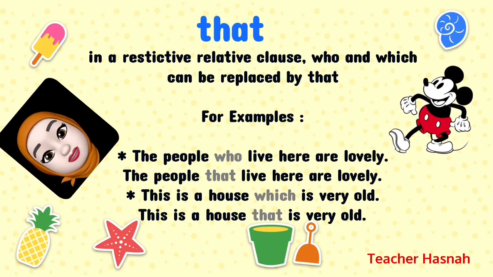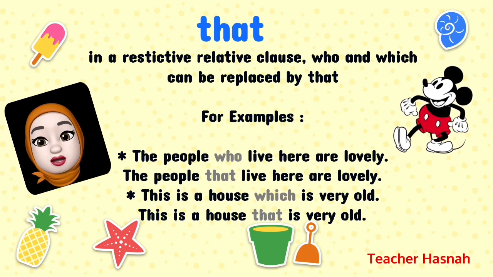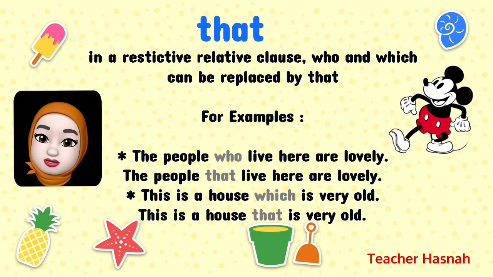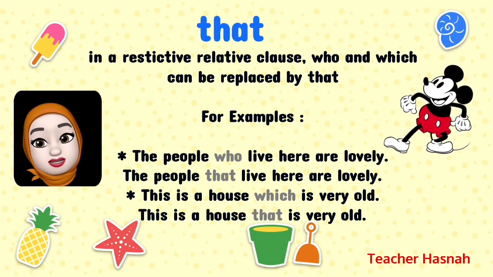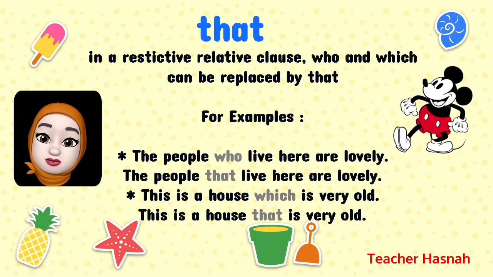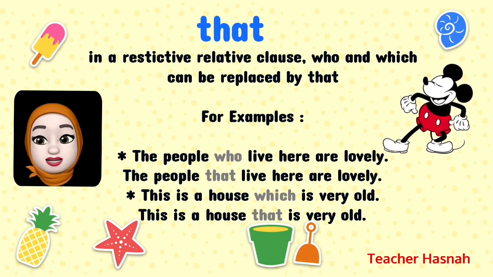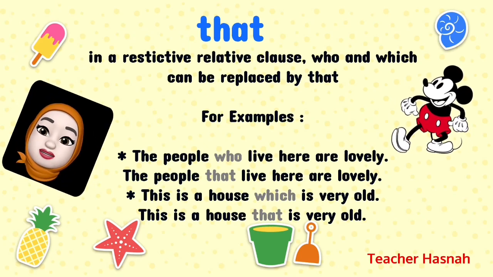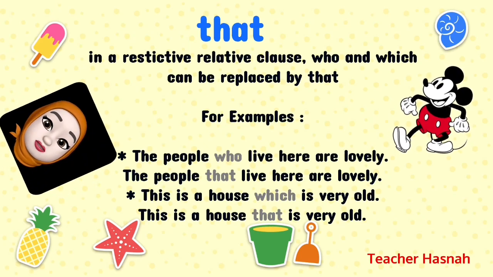In a restrictive relative clause, who and which can be replaced by that. For example, the people who live here are lovely. The people that live here are lovely. This is a house which is very old. This is a house that is very old.